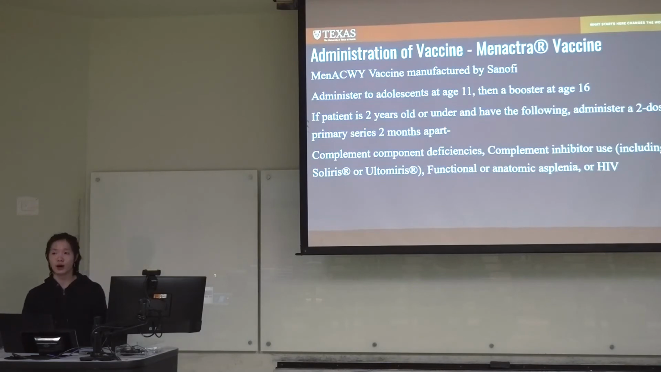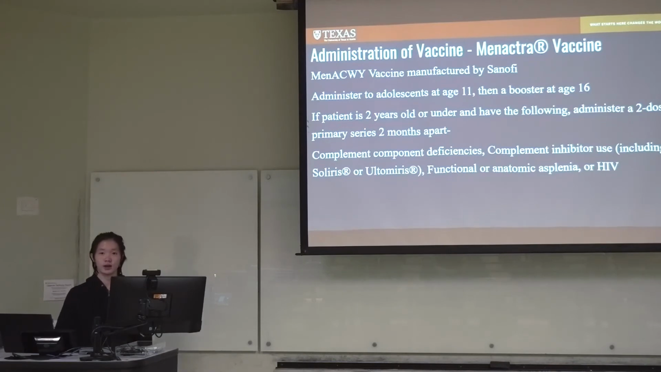And while there are a variety of vaccine manufacturers and products, right now we'll only be covering the conjugate vaccine that is manufactured by Sanofi, which is first administered to adolescents at age 11, then a booster at age 16 is administered. However, if the patient is 2 years old or under and has certain immune compromising conditions, a 2-dose primary series is administered 2 months apart.